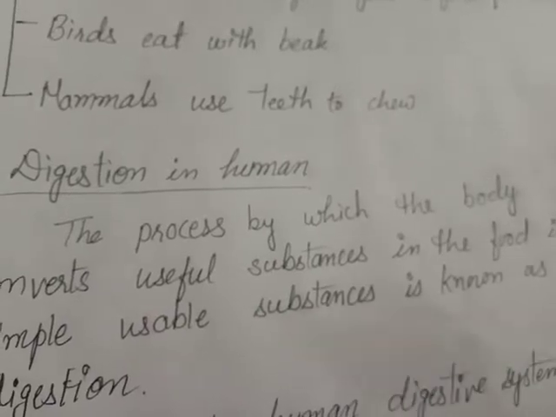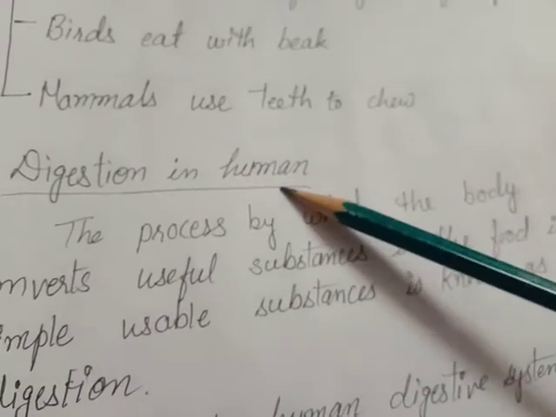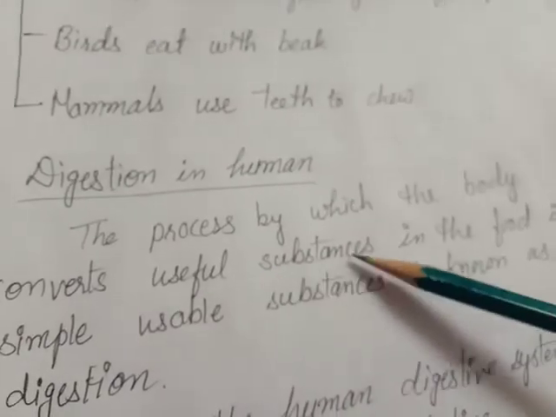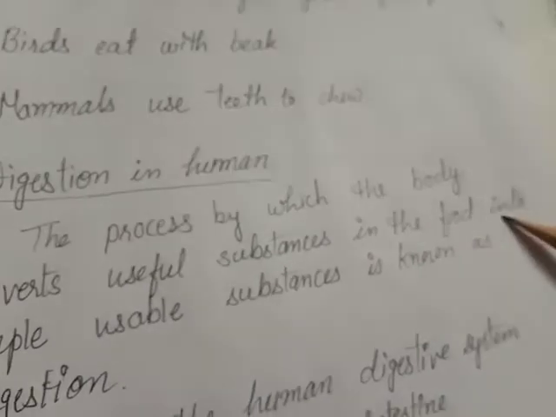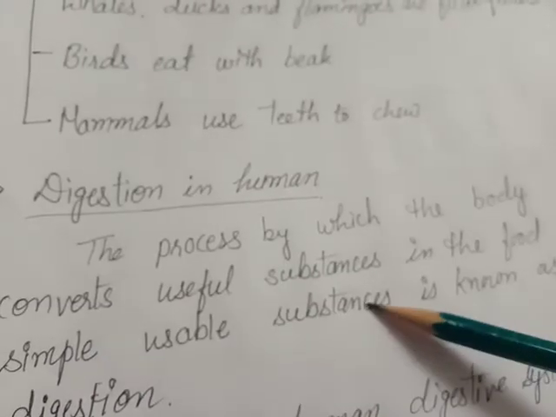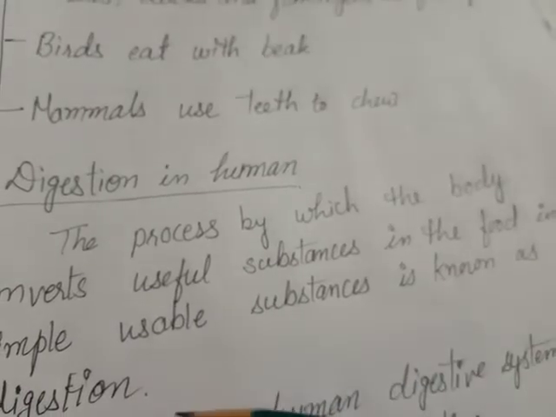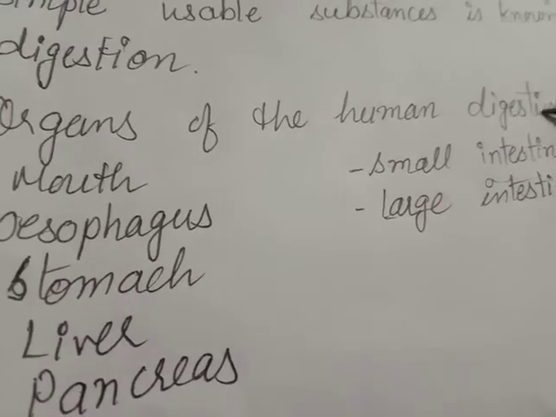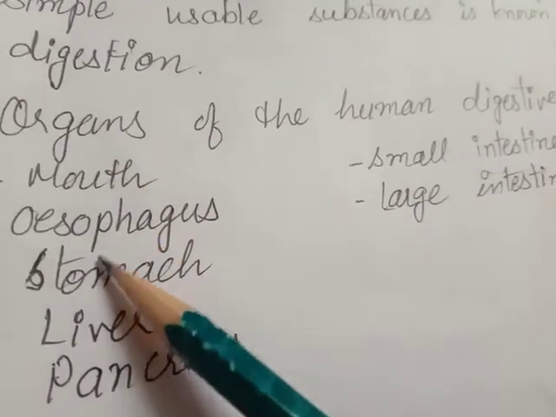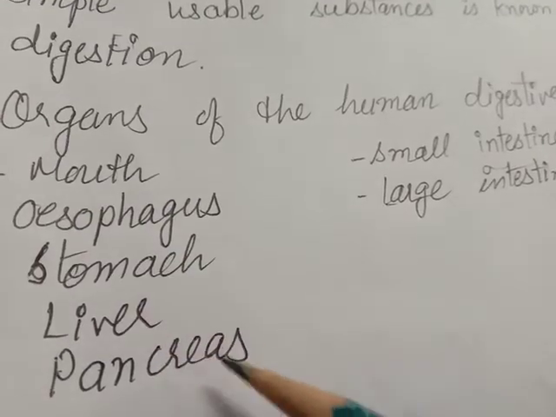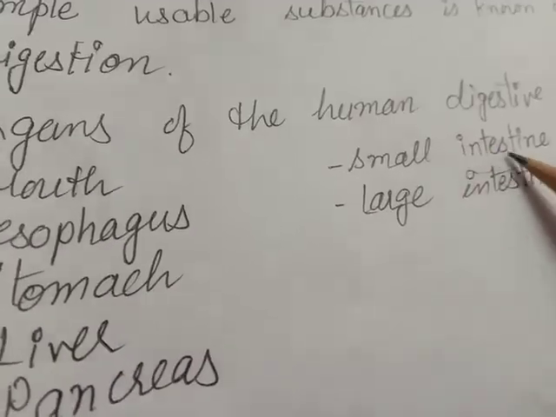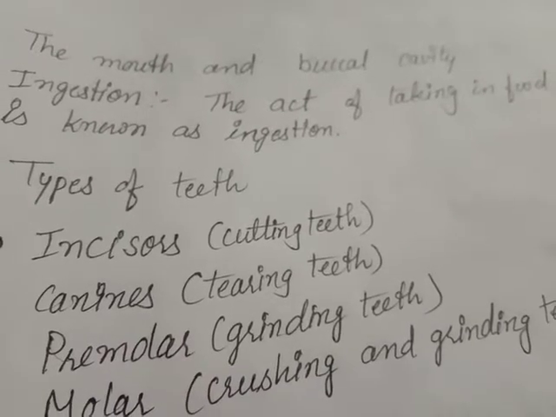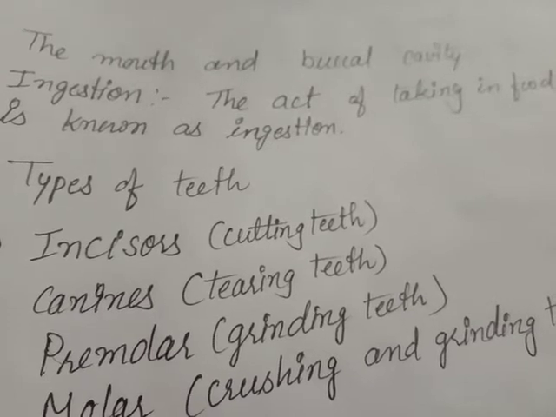Now we will learn about digestion in humans. The process by which the body converts useful substances in the food into simple usable substances is known as digestion. The organs of the human digestive system are the mouth, esophagus, stomach, liver, pancreas, small intestine and large intestine. Now let us learn about the mouth and the buccal cavity.